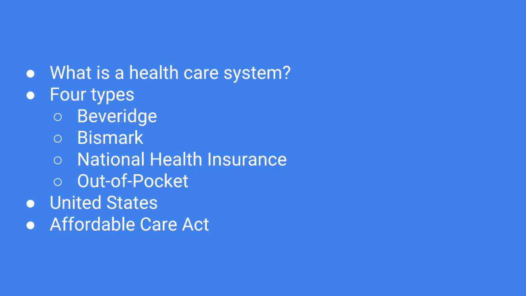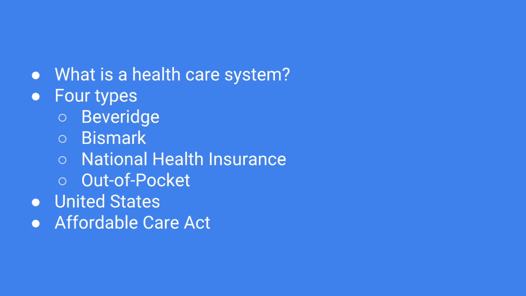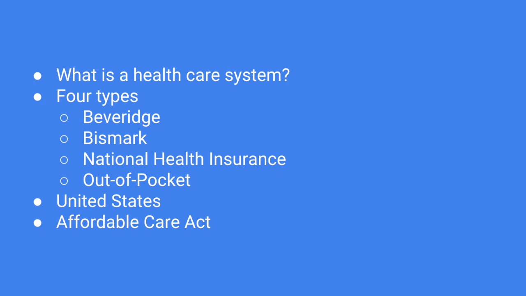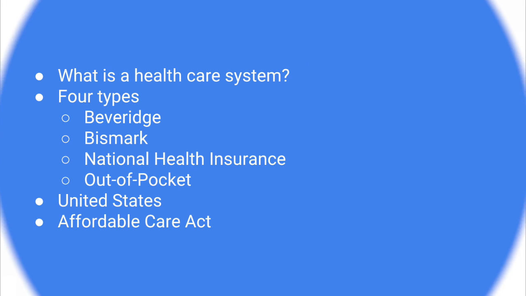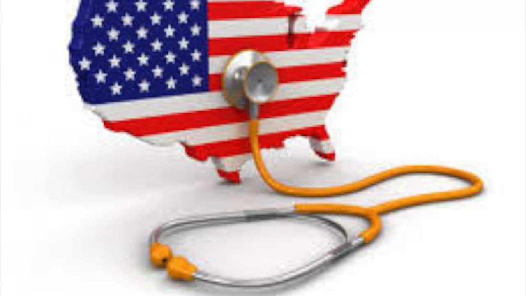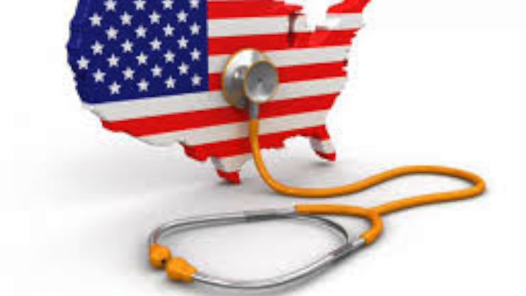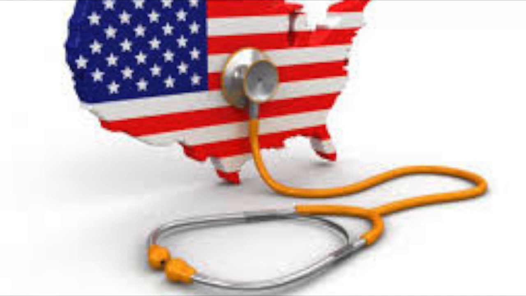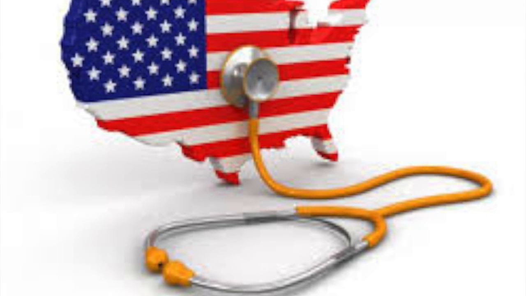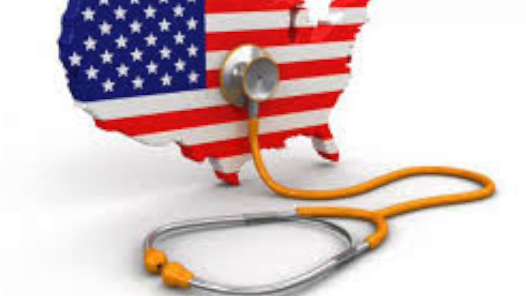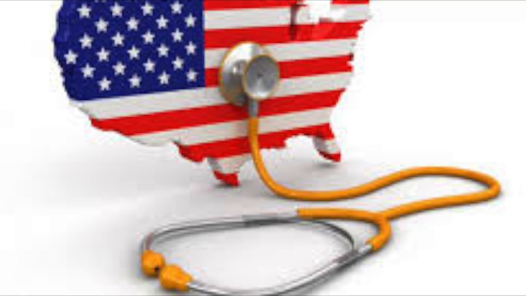The second one is the Bismarck model, which covers healthcare costs at private providers and hospitals through payroll deductions financed by employers and employees using private providers. And the third one is the National Health Insurance, which covers healthcare costs at private providers and hospitals through a public insurance system funded by premiums or taxes. The fourth and final one is out of pocket, which is health care services provided based upon the ability to pay out of pocket, which basically means no money equals no health care.